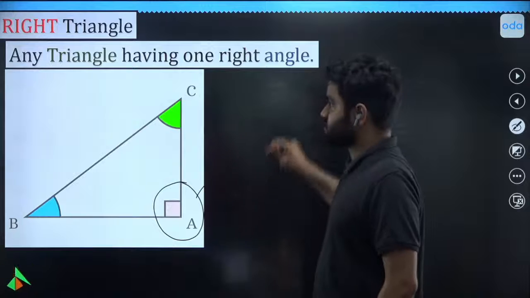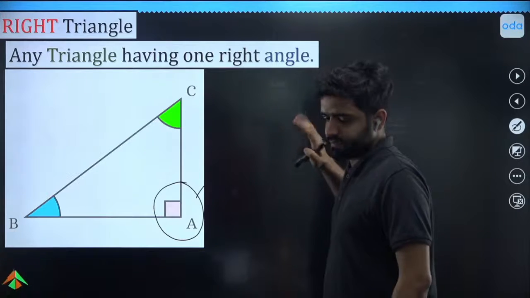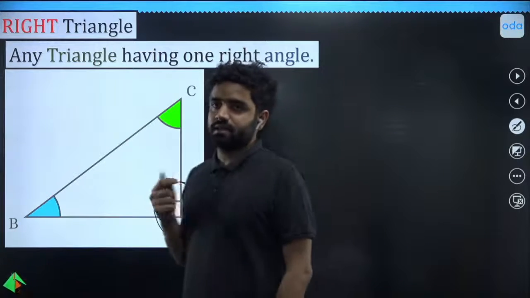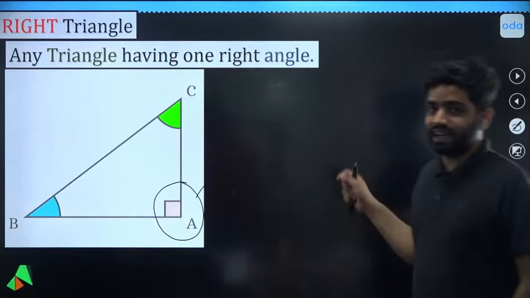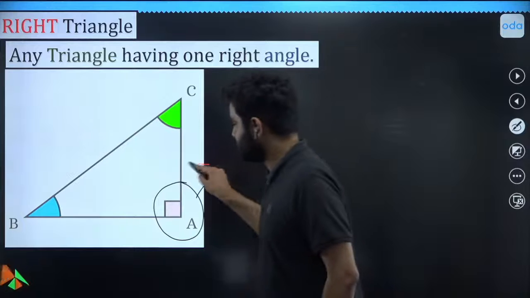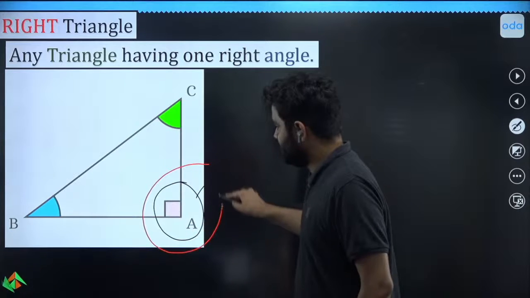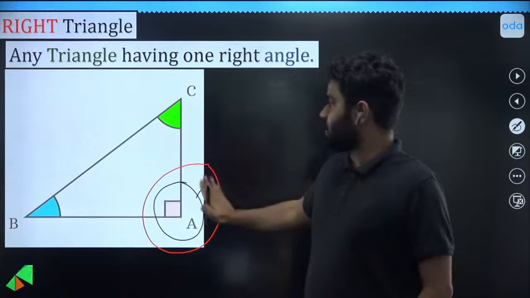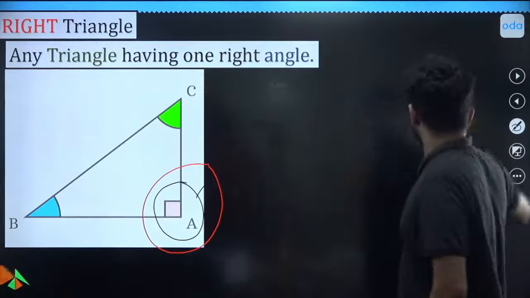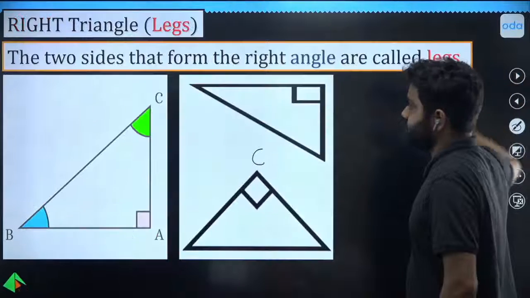Now we are going to discuss what a right angle triangle is. See, there are 3 angles in any triangle, and a triangle which has one angle of 90 degrees is called a right angle triangle. Like the triangle on your screen has this angle A of 90 degrees. So any triangle which has one angle of 90 degrees is called a right angle triangle.